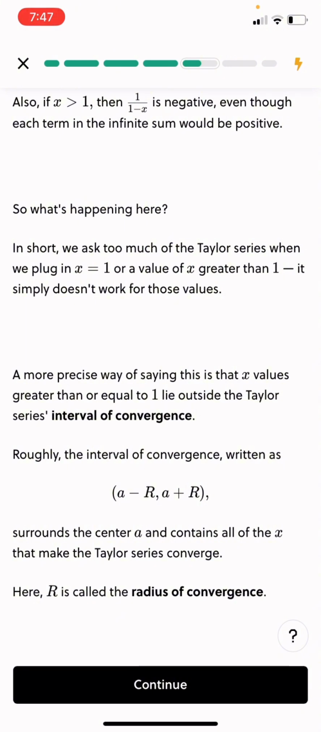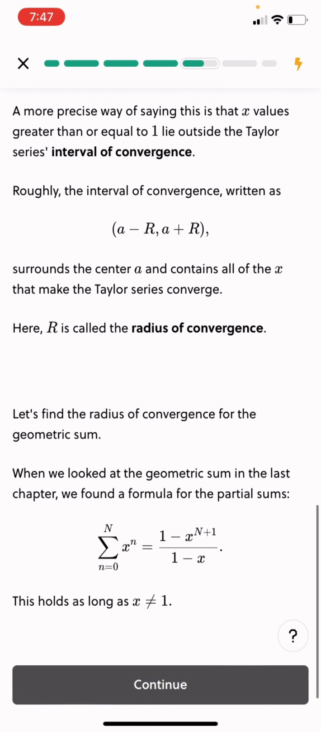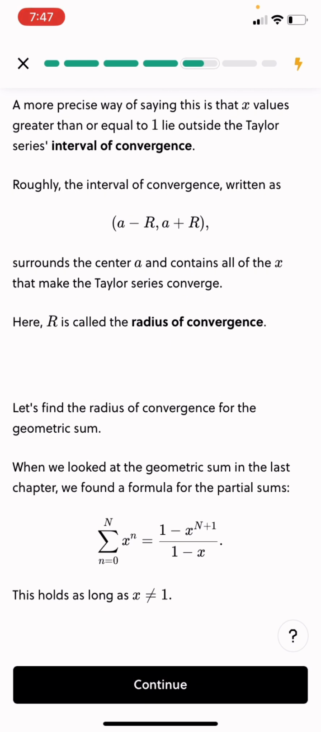A more precise way of saying that is that x values greater than or equal to 1 are outside the Taylor series' interval of convergence. Roughly, the interval of convergence, written as (a - r, a + r), surrounds the center a and contains all the x that make the Taylor series converge. Here, r is called the radius of convergence. So, let's find the radius of convergence for the geometric sum.